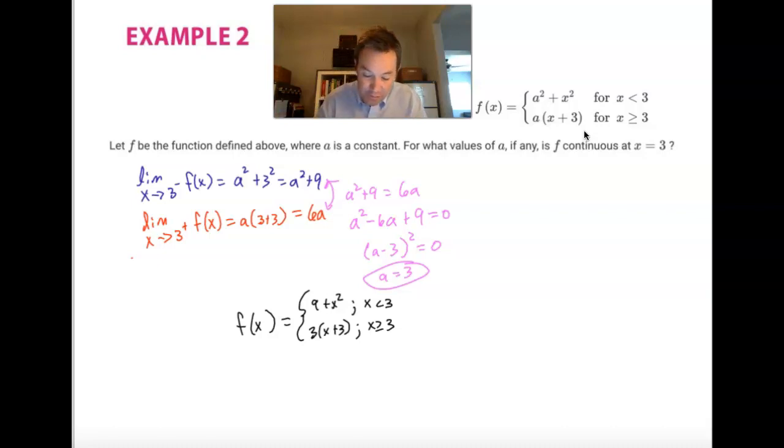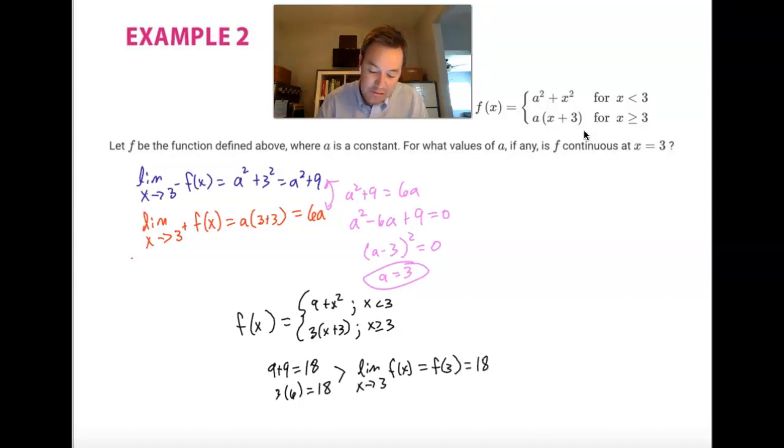And you can see if you plug in 3 to the top, you're going to get 9 plus 9, 18. Plug in 3 to the bottom, you're going to get 3 times 6, also 18. And so now we have the case that the limit as x approaches 3 of f of x equals f of 3, which is 18. And so it checks out. It is continuous, but the answer is just a equals 3.